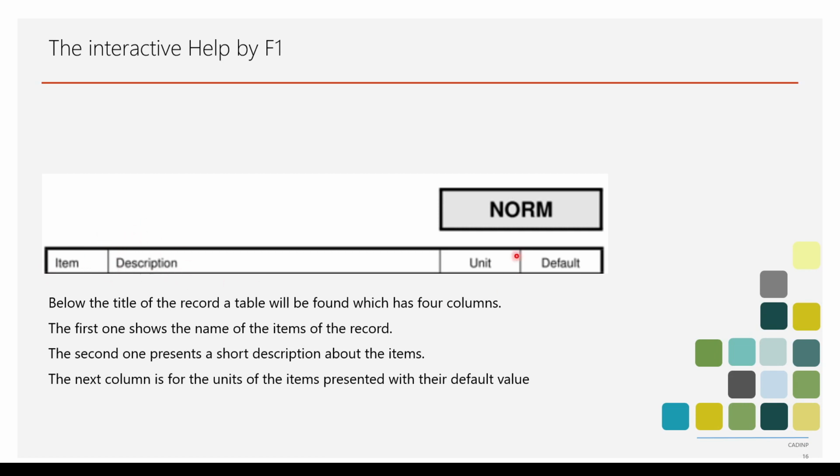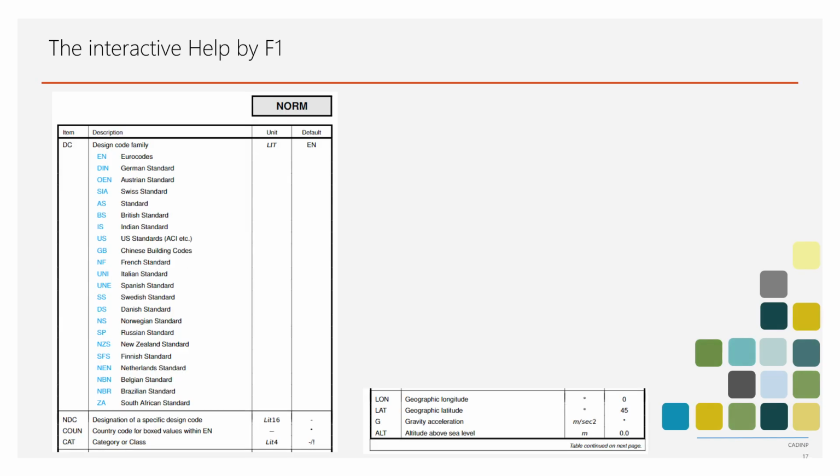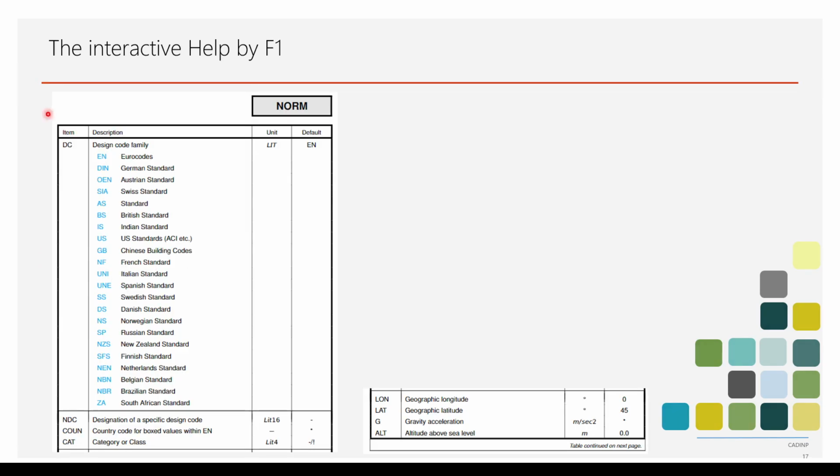The third column shows the units of the measurement for the items, along with their default values in parentheses, if applicable. In this instance, the item norm has several items, such as DC and NDC, and then count and cut, and so on and so forth. For the item DC, the required unit from the user is a literal whose default value is EN. When no input is entered after the item, the software will automatically consider the value of item DC as EN, meaning Euronorm, since this is the default.